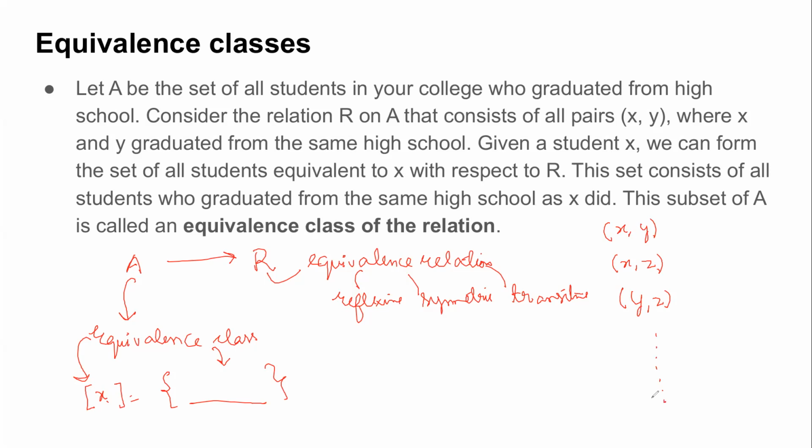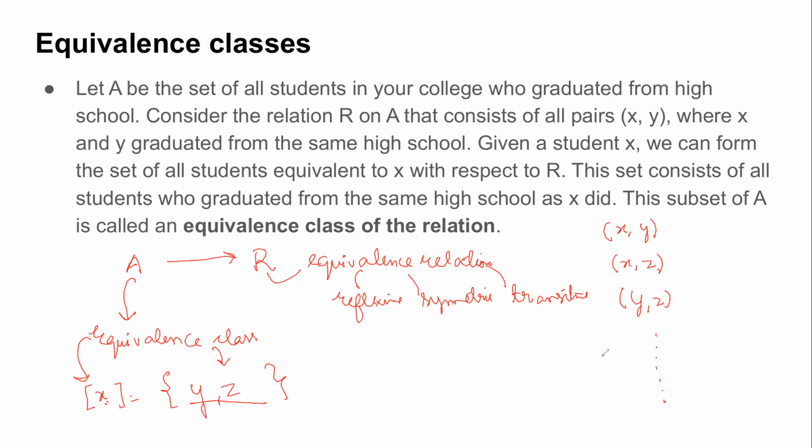Now, what is an equivalence class? If I pick one of the elements, suppose X, and I ask what are the students who have graduated from the same high school? What are the elements here? You have Y, you have Z, because they are related to X via this relation. So that subset of A, which represents those elements which are related to this element X via relation R, forms its equivalence class.